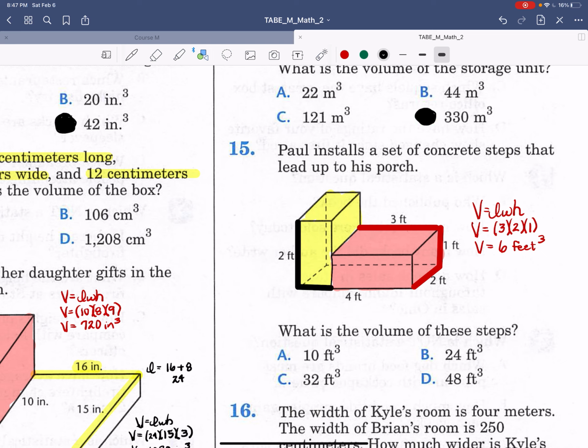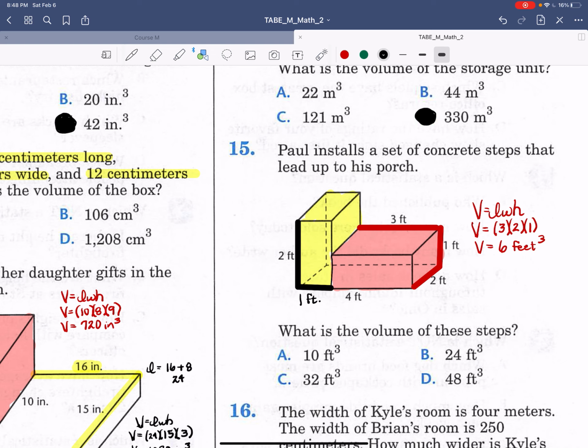Well, if that whole thing is 4 and that 3 is used up already, 4 minus 3 makes this 1. So this is 1 foot. That's the length, if you want to call it that. It doesn't matter because these are all going to be multiplied.